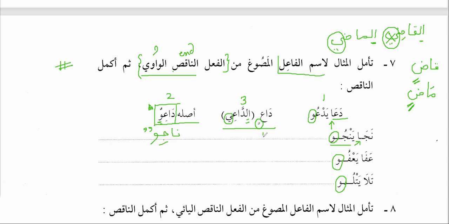It's an-naji. Naji: jim kasra ya. This is an-naji. So when you make it into nakira, what happens? The ya is deleted. There is no longer lam at-tarif. So what is the najin? Najin. So it becomes najin.